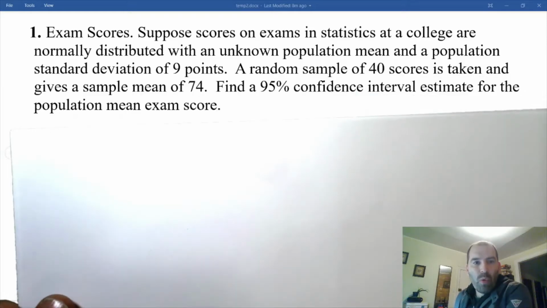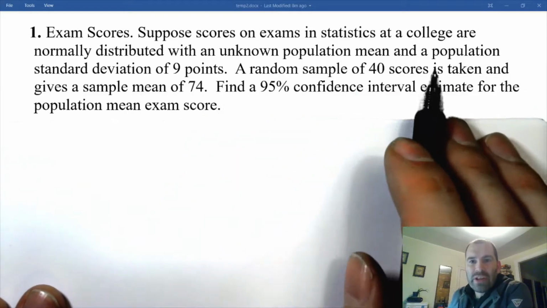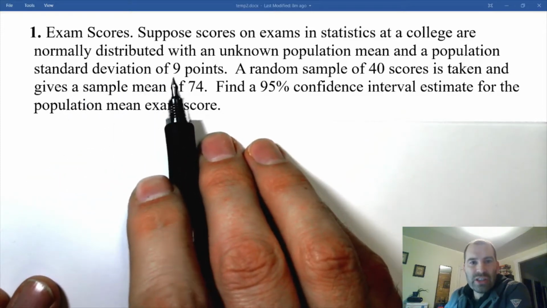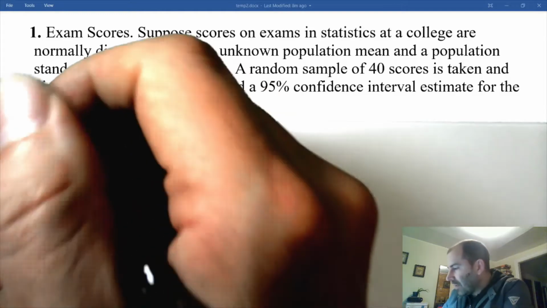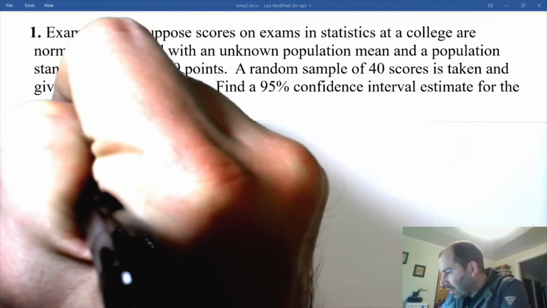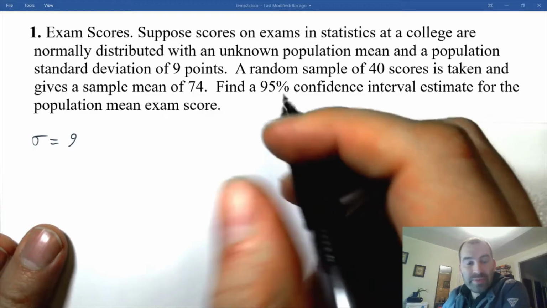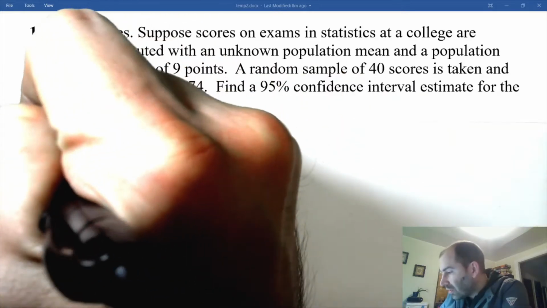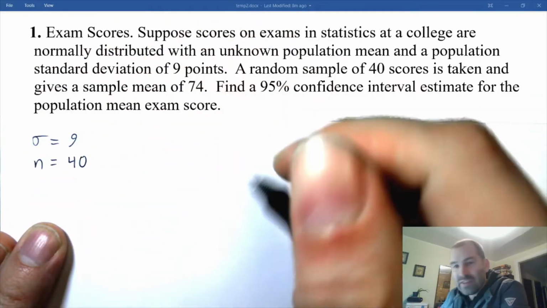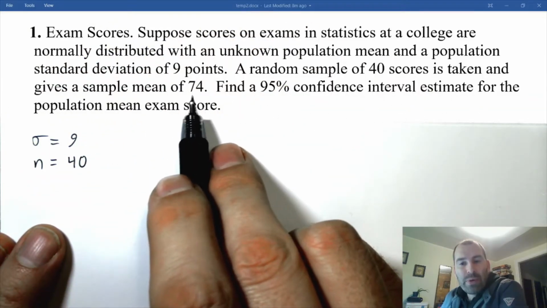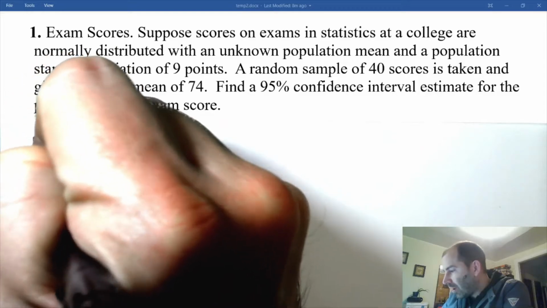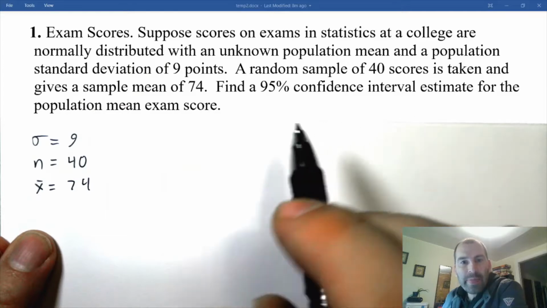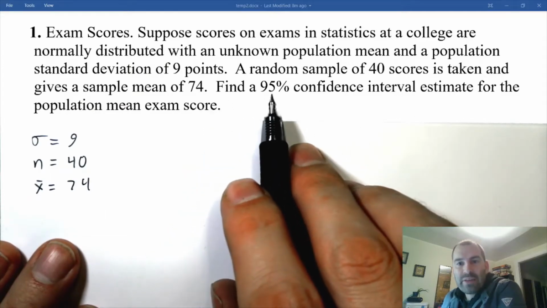So what do we do? Well, we make note of these facts here. The standard deviation is 9. I'm going to write that down. That's the population standard deviation. It's known to us. The sample consisted of 40 scores, so we have n equals 40. That's our sample size. We've computed a sample mean, x bar equals 74. And we want to find a 95% confidence interval.